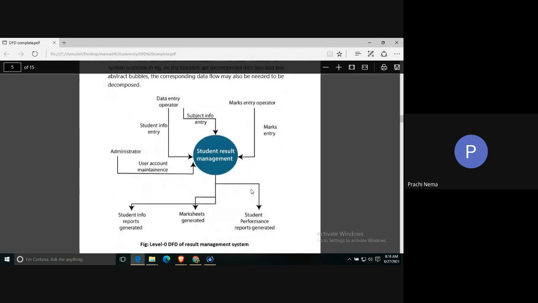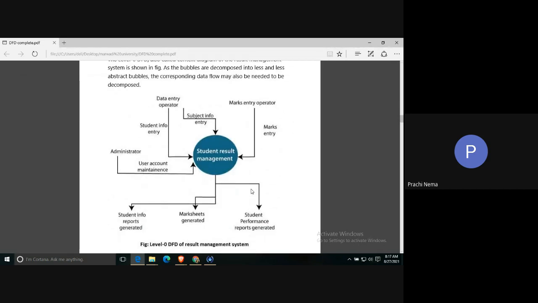Now see, this is an example of level 0 DFD. I will show you more examples. There are two more rules which are the most important part for level 0 DFD. Before understanding this example, I want to tell you those two rules.